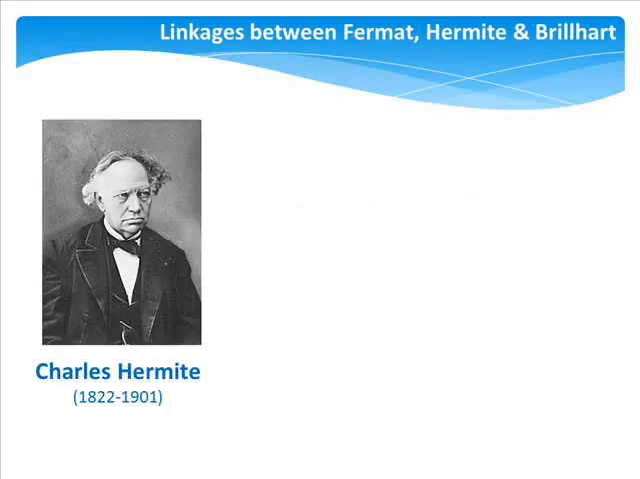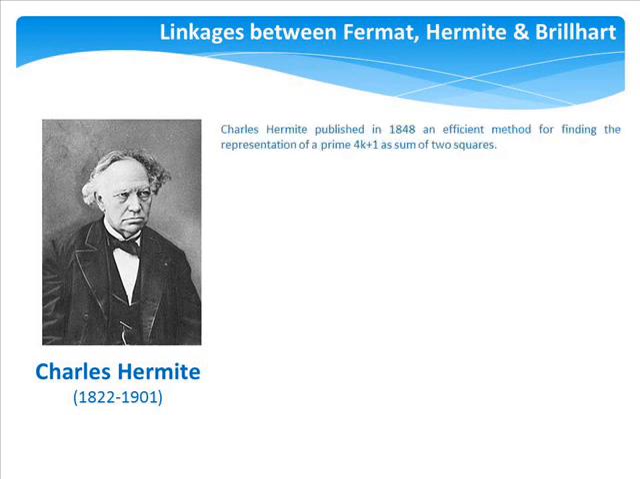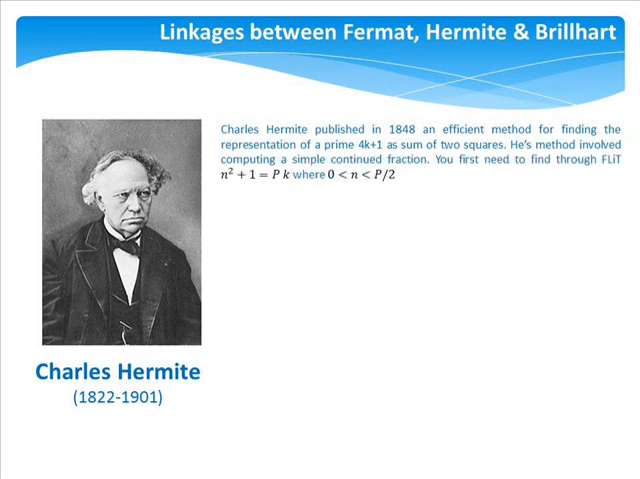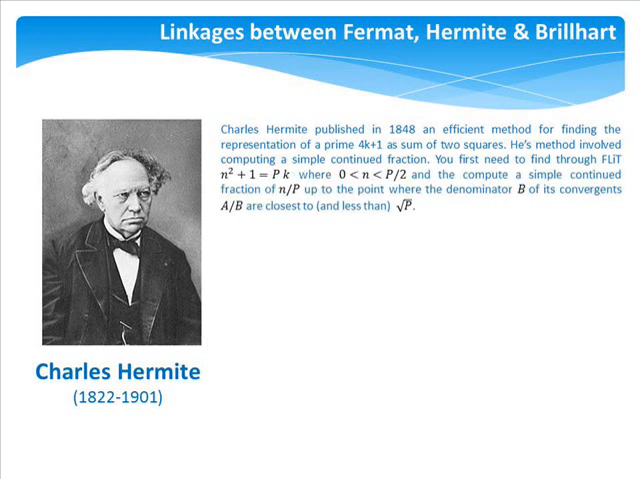Charles Hermite published, in 1848, an efficient method for finding the representation of a prime 4k+1 as a sum of two squares. His method involved computing a simple continued fraction. You first need to find, through Fermat's little theorem, an n squared plus 1 that is equal to p times k, where n is bigger than 0 but smaller than half the value of p, and then compute a simple continued fraction of n over p, up to the point where the denominator b of its convergent a over b is closest to and less than the square root of p.